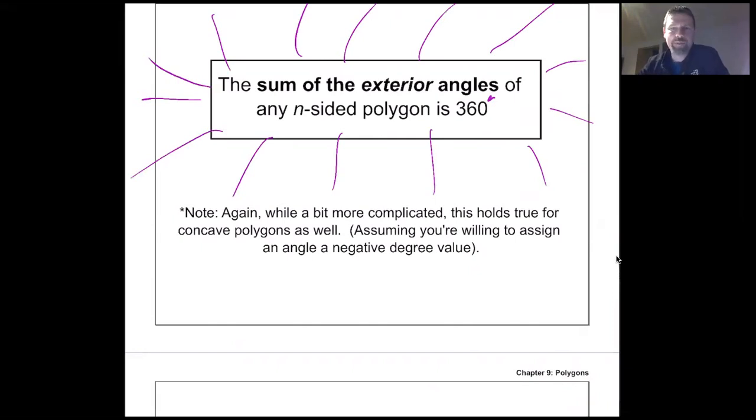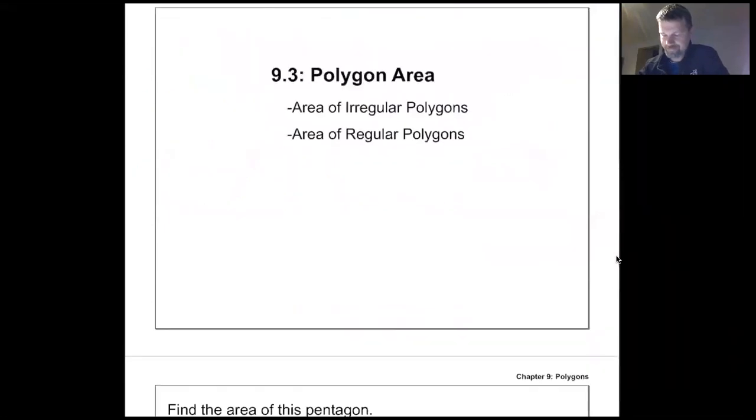Again, while a bit more complicated, this does hold true for concave polygons, assuming you're willing to assign a negative degree value, which is weird. Again, our book doesn't really deal with concave polygons, so no worries. We're going to only be dealing with convex mostly. All right. That's it. Next video is on polygon area.